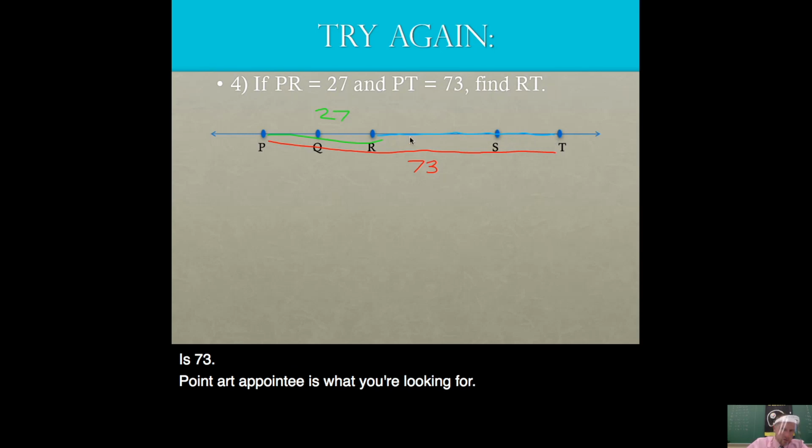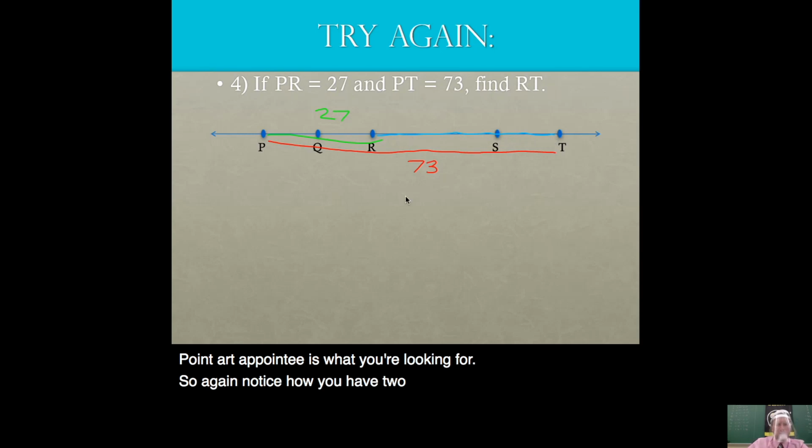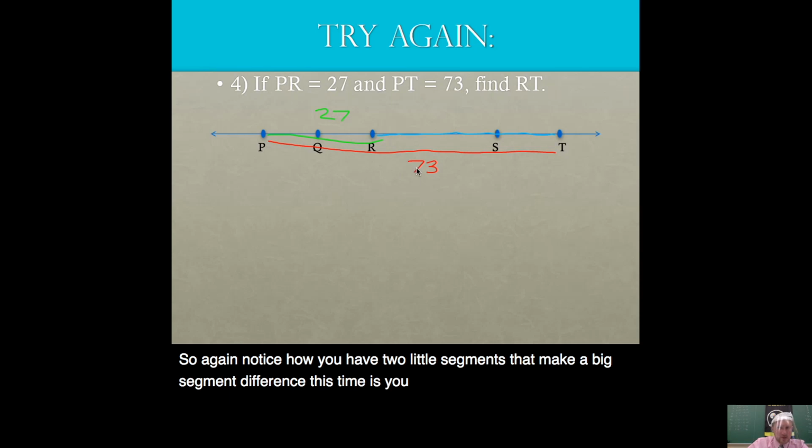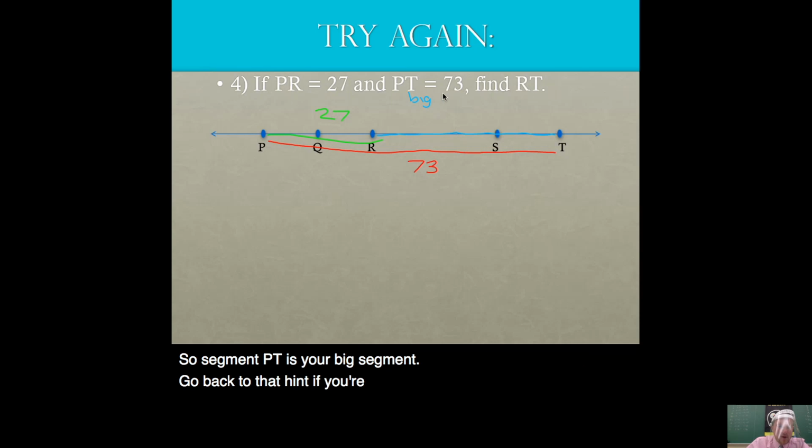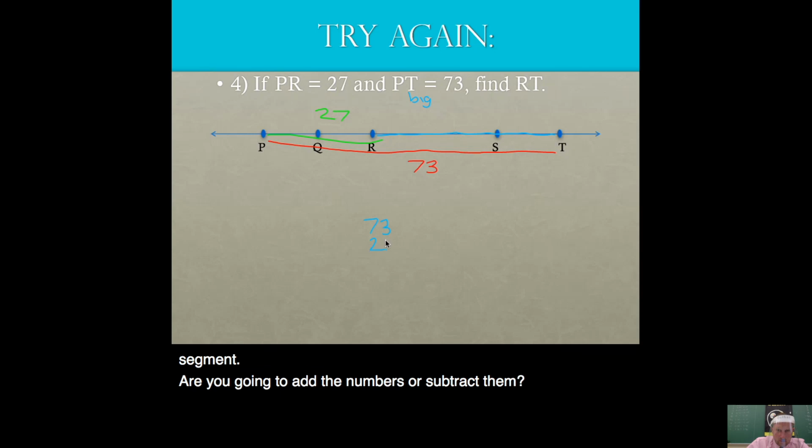So again, notice how you have 2 little segments that make a big segment. The difference this time is you know how long the big segment is. So segment PT is your big segment. Go back to that hint if you're not sure. But if you have the big segment, are you going to add the numbers or subtract them? We're going to subtract.